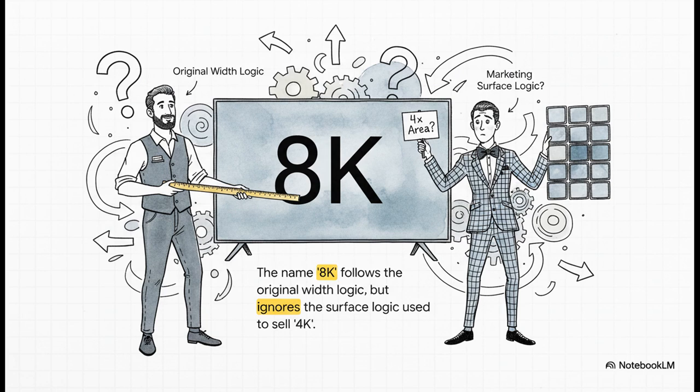But then we get to 8K, and the whole system just completely falls apart. And here is the absolute contradiction. The name 8K jumps right back to the original cinema logic. Its width is about 8,000 pixels. Fine. But it totally ignores the 4 times the surface logic that marketing invented to sell us 4K in the first place. If they were being consistent, they'd have to call it something else. Because an 8K screen isn't 8 times anything. It's 16 times the surface area of a Full HD screen.